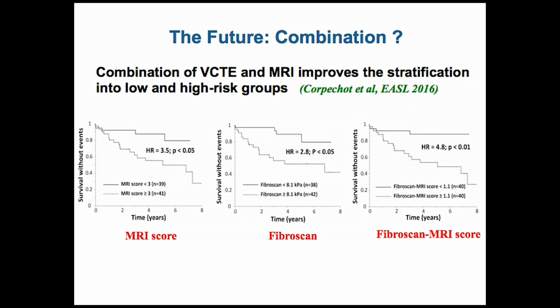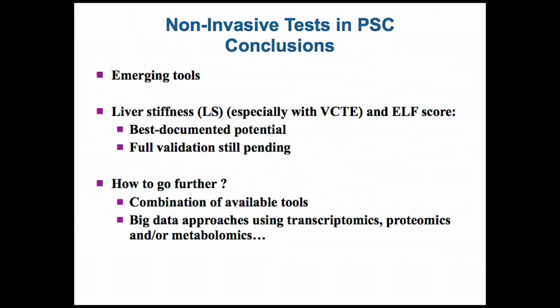But maybe the future is combination of these tools, and here is just an example. So in the same cohort, we found that combination of FibroScan and MRI improves the stratification into low and high risk groups. So it was a result of MRI score. As expected, FibroScan also has a prognostic value, but a combination of MRI score and FibroScan performed better, as shown here.